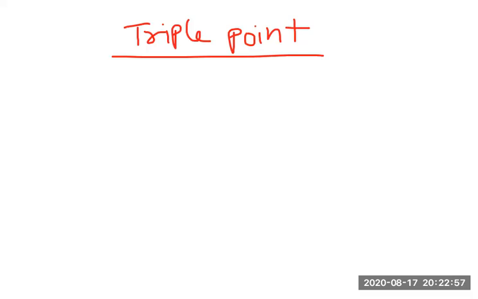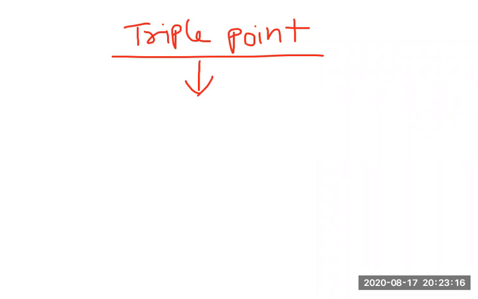Now here one more piece of information to be known is about the triple point. You must not forget this one, because this is a very important piece of information. Triple point is a special situation where the three states of matter coexist. This is a temperature where the three states of matter coexist.